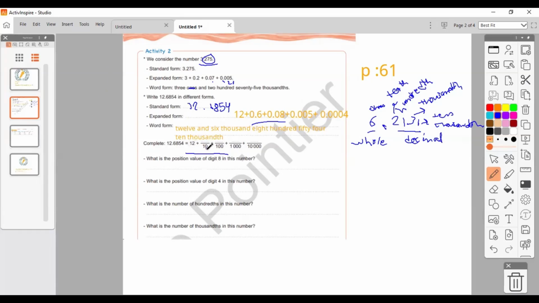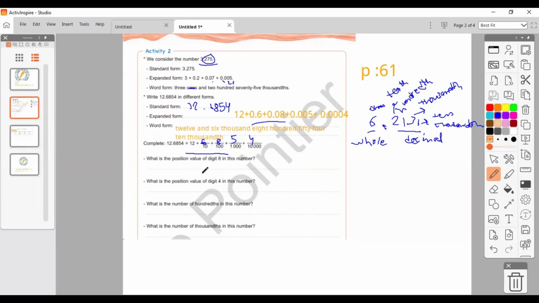But what is the tenth? Over 10 means tenth. What is the tenth? It's 6. So 6 over 10. Hundredth. What is the hundredths? It's 8. So 8 over 100. What is the thousandths? It's 5. So I write 5 over 1,000. What is the 10,000ths?